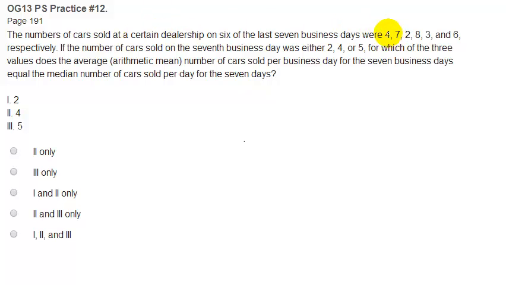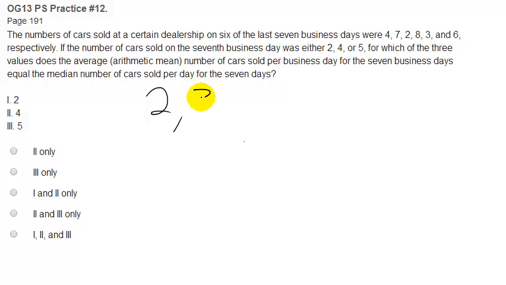All right, so we have the number of cars that were sold each day here, and we are given that the number of cars sold on the 7th business day could be either 2, 4, or 5. Now, let's list it out. The question is asking when the average is equal to the median of these 7 numbers. So let's first list out the 6 that we have, right?